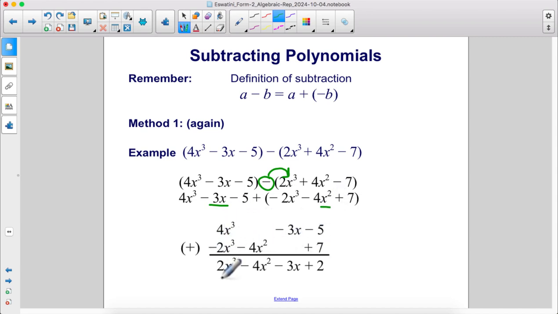Then we just vertically add. 4 minus 2 is 2. Negative 4x squared just gets put right down here. Negative 3x gets moved straight down. Then negative 5 plus 7 is positive 2. So this is our answer.